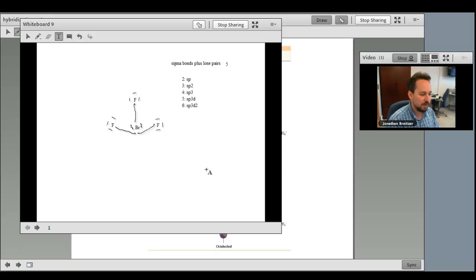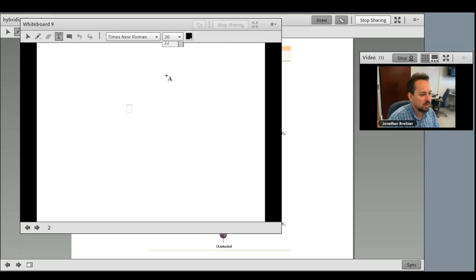Let's go to another example here, one that we drew in class, and that's sulfur trioxide. Because remember, the thing with sulfur trioxide is that there's more than one way to draw it. Is that going to mess up our hybridization? Let's see. I'm going to try drawing it both ways.